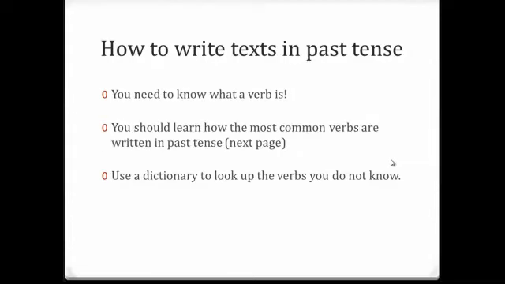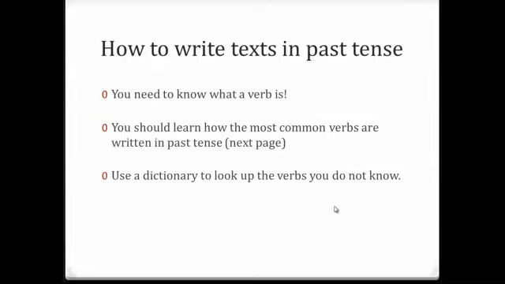Now how do you write texts in past tense? First of all, to know which word to add ed to, to know which word to change, you need to know what a verb is. Verbs are the doing words, the words that express action in the sentence. So you need to find the verb and know the verb so that you can choose the right form.